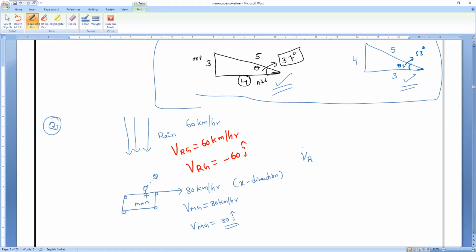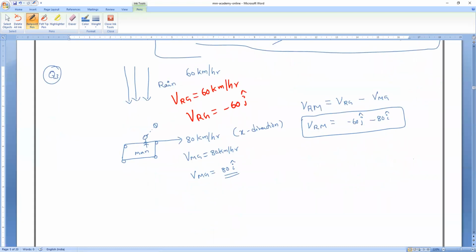That is the relative speed of the rain with respect to whom? Man. Okay, it is equals to what is the formula? Speed of the rain with respect to ground minus speed of the man with respect to ground. So how much will it come? Minus 60 j cap, and next minus 80 i cap. So this is the speed of the rain with respect to the man. Now this one you can extend in the graph and you can find it. Is it okay, guys?